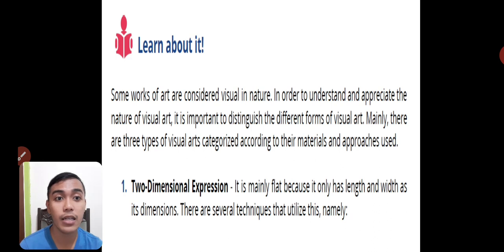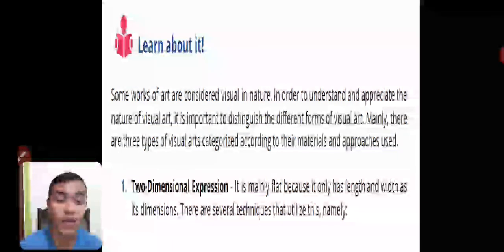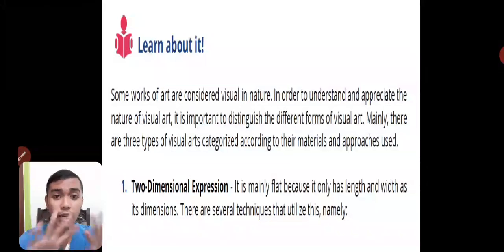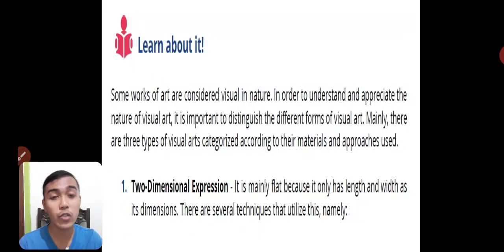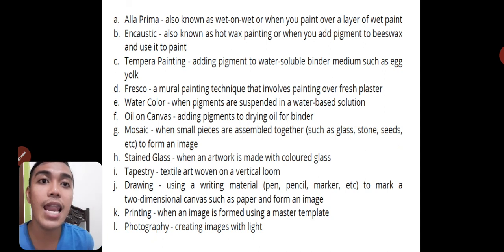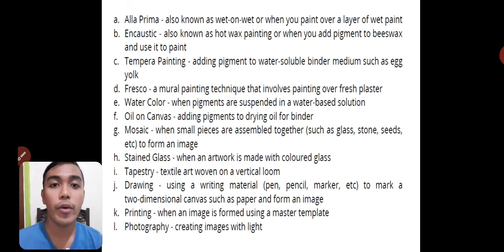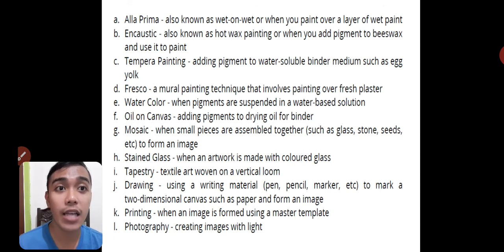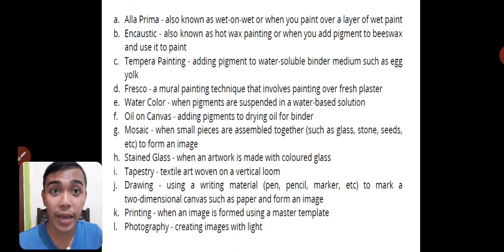There are several techniques that utilize this. The 2D is just a picture, actually, a picture or drawing or painting, that's two-dimensional expression. So what are the several techniques? We have here alla prima. When we say alla prima, also known as wet on wet, or when you paint over a layer of wet paint. That's what we call alla prima.